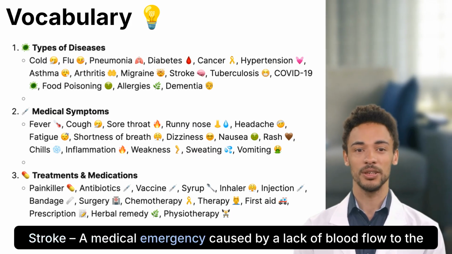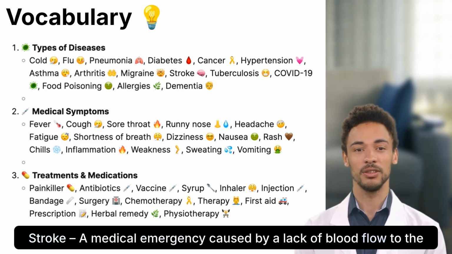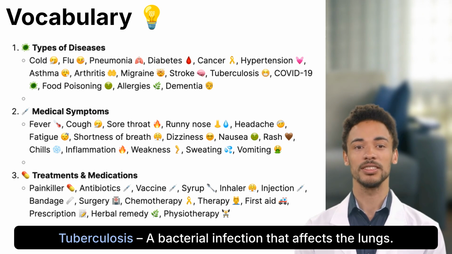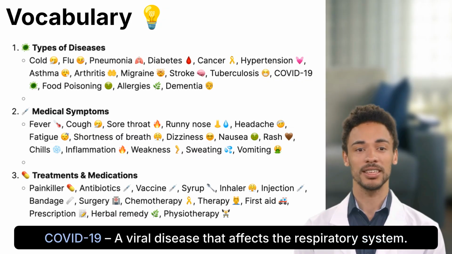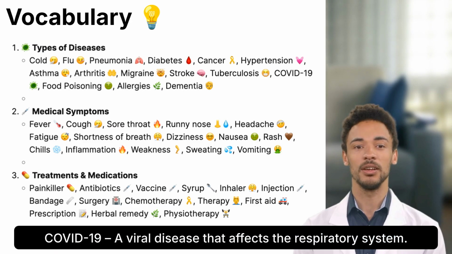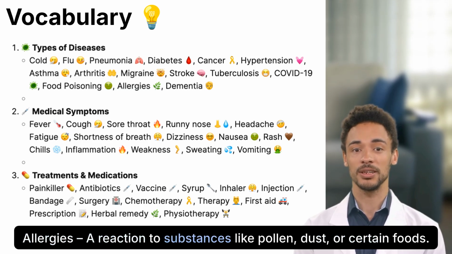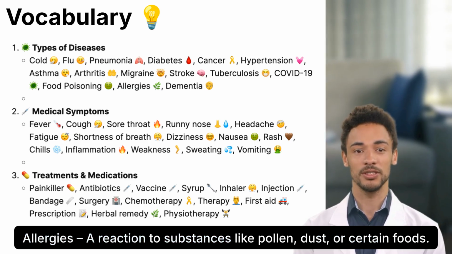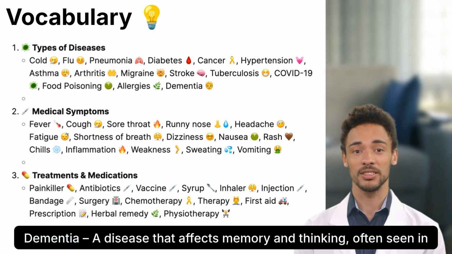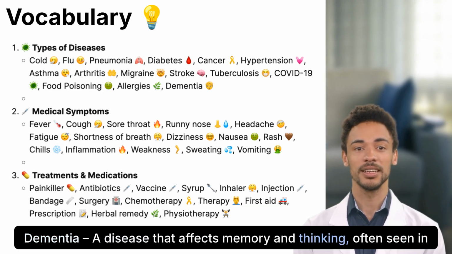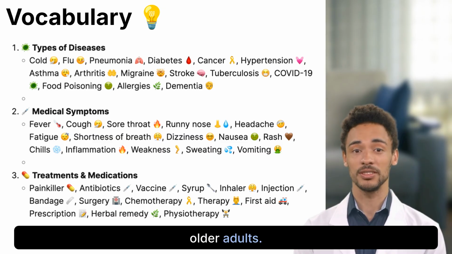Stroke, a medical emergency caused by a lack of blood flow to the brain. Tuberculosis, a bacterial infection that affects the lungs. COVID-19, a viral disease that affects the respiratory system. Food poisoning, a sickness caused by eating contaminated food. Allergies, a reaction to substances like pollen, dust, or certain foods. Dementia, a disease that affects memory and thinking, often seen in older adults.